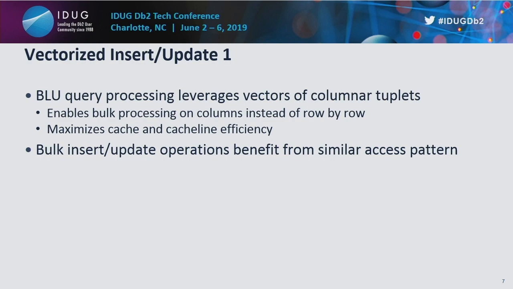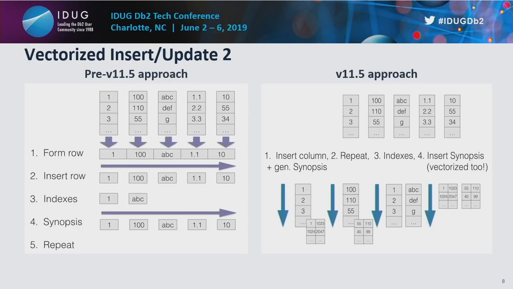Basically, that means that we have a bunch of column values, and they're actually arranged in columns. So we have a vector for column 1 and a vector for column 2, and so on and so forth. So instead of processing things like a row, one tuplet at a time for one single row, it's much, much more efficient to process everything from a single column and then move on to the next column. So in this case, bulk insert and update are leveraging the capabilities essentially that are already heavily used by our runtime engine.